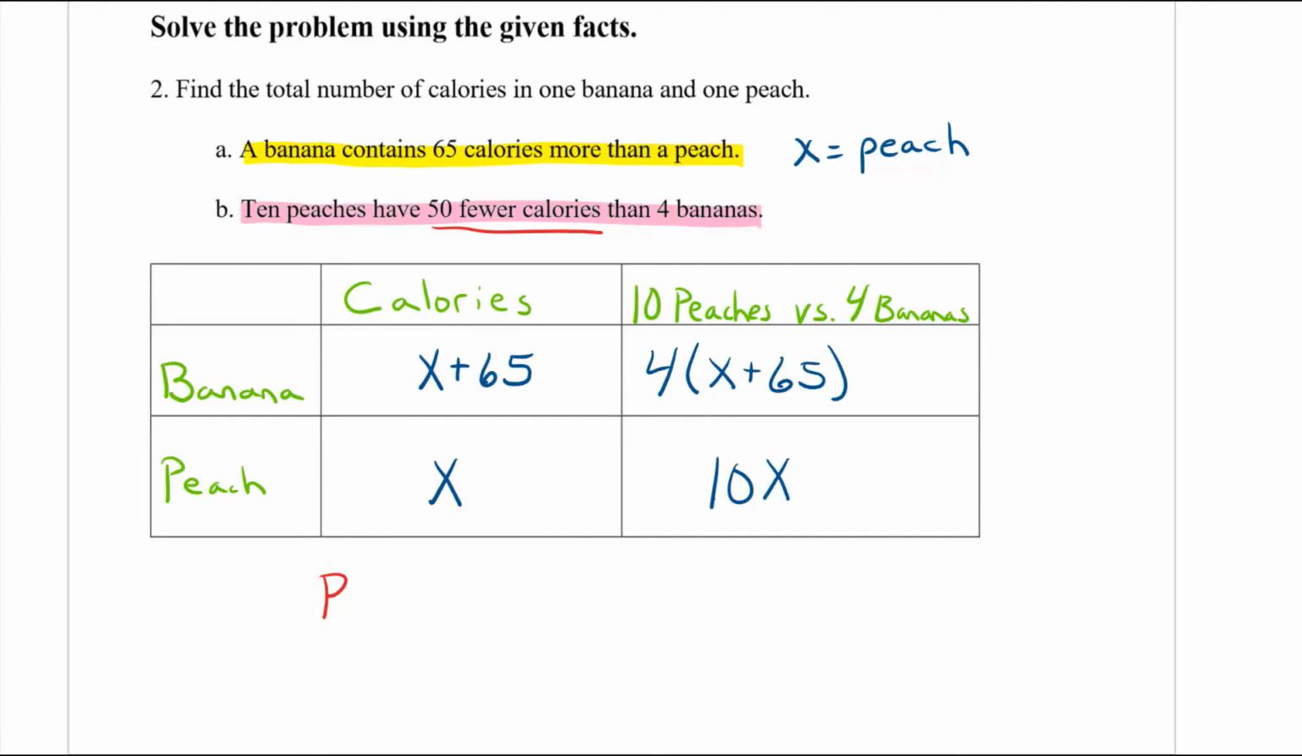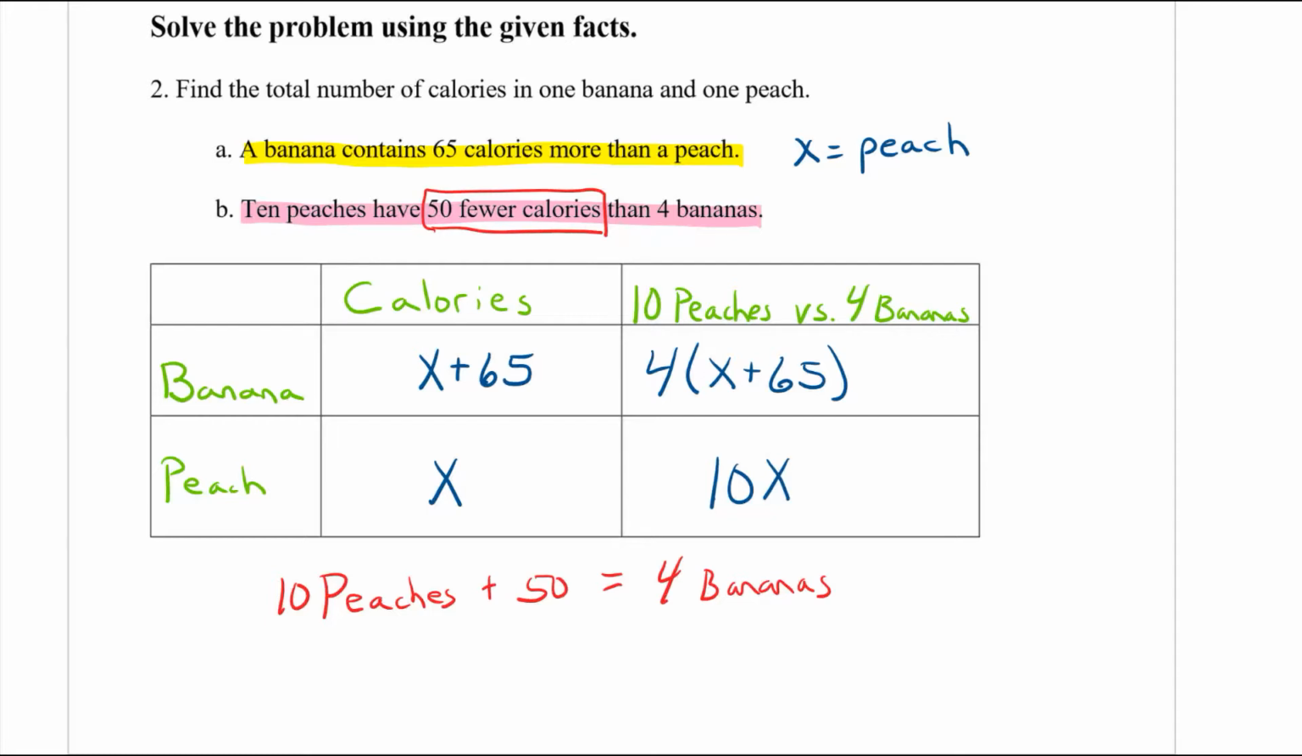We're going to write this as peaches plus 50 calories is equal to 4 bananas. I should have written this as 10 peaches equals 4 bananas. In other words, we have to figure out where that 50 calories goes. Because 10 peaches are 50 less than 4 bananas, to make them equal, we would have to add 50 to them. So that's going to give me an equation that looks like this.